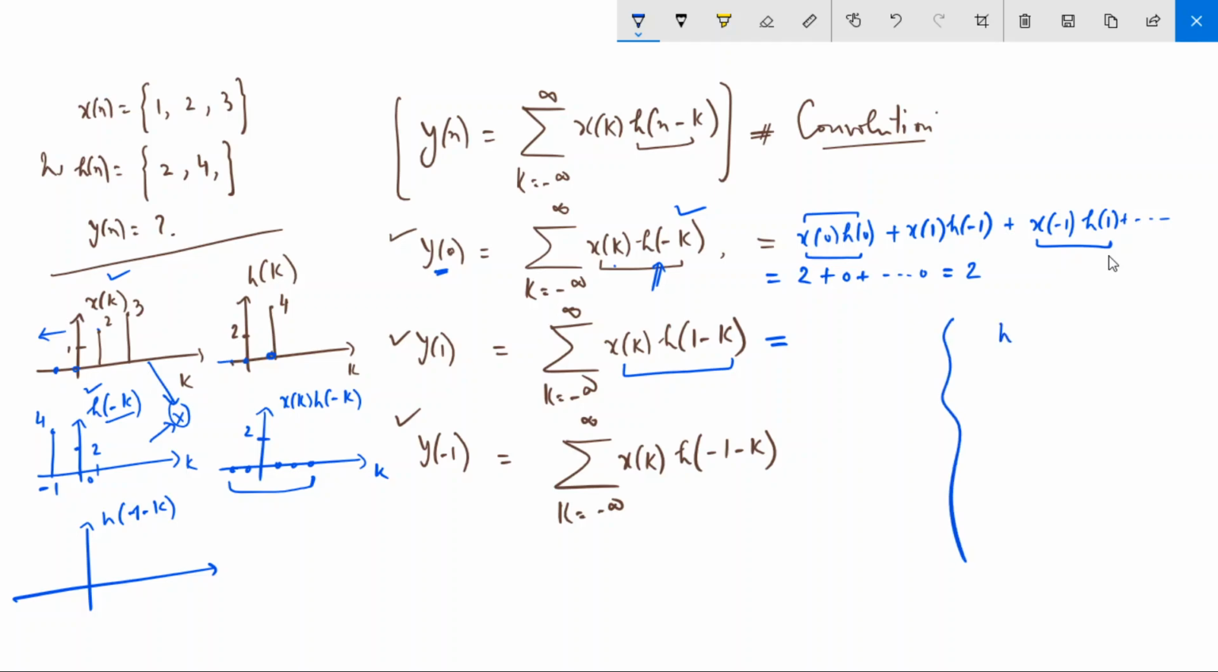See, I have already explained this when we have discussed these transformations. H of 1 minus k, I can write it as h of minus k plus 1 also. Okay. And how you can achieve h of minus k plus 1? Either what you do, you have h of k as input. If I first fold it, okay, it becomes h of minus k. And then I shift it.